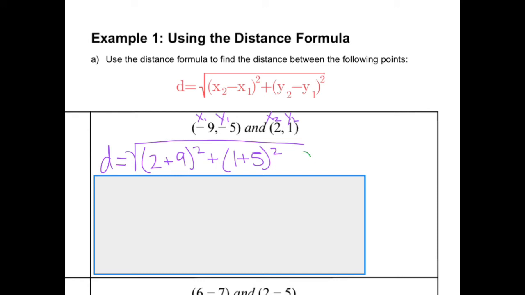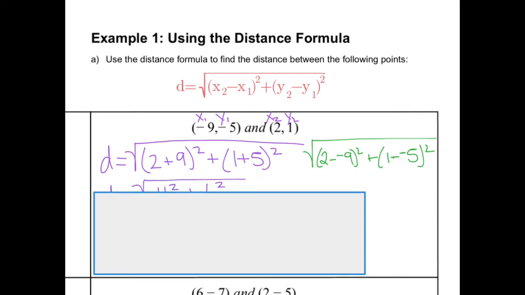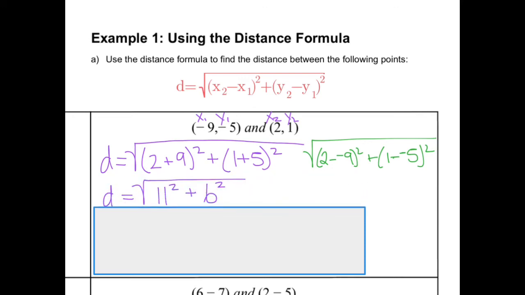You also have the option of writing it as something like 2 minus negative 9 squared plus 1 minus negative 5 squared. And as long as you do this correctly and you're plugging that in correctly, you'll be able to get the same answer. Your calculator knows how to handle 2 minus negative 9. That would be the first step in your calculator, just typing in what that equals. So 2 minus negative 9, or 2 plus 9, is 11. 1 plus 5 is 6, or 1 minus negative 5 is 6.